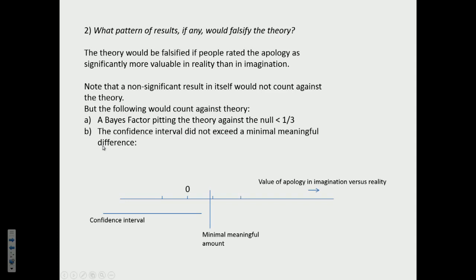So if you found that they were the same in the population, yes, that falsifies the theory. The problem is, how do we get evidence for that in the population? And a non-significant result is not evidence for sameness. So how do we get evidence for sameness? Well, a Bayes factor. Or, if we can have a minimal meaningful amount, so we say it's the same as long as it's only trivially different, then we can use intervals.